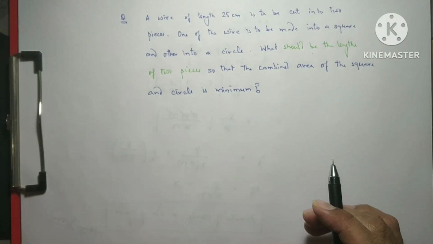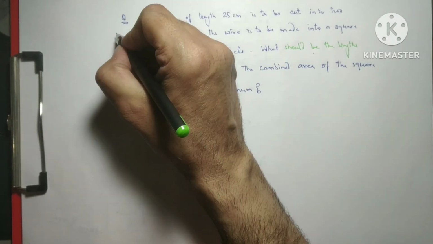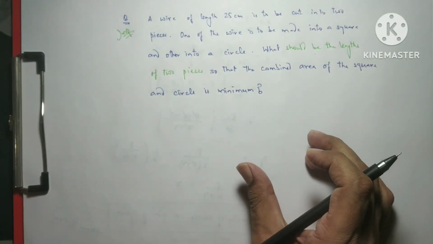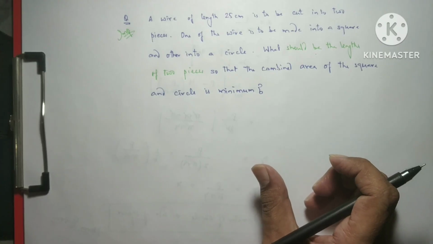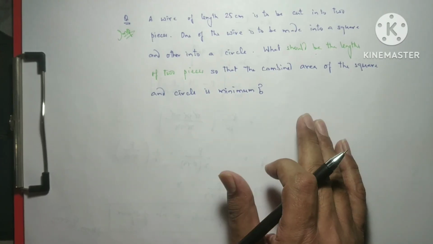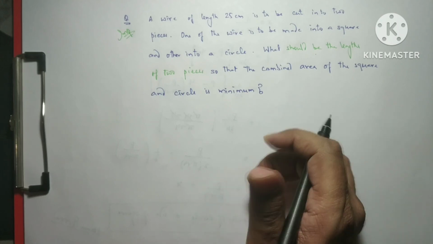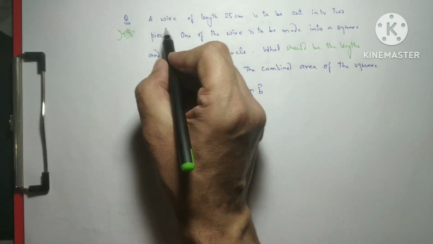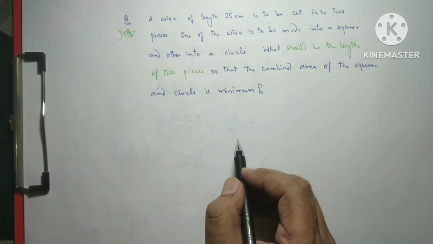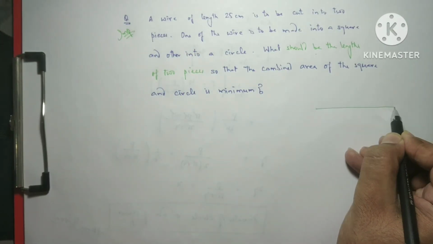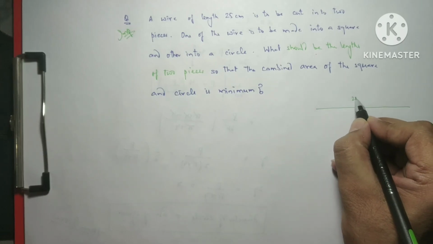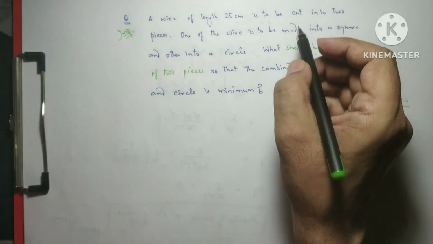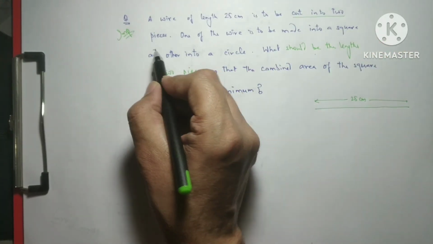So we have a new good question of maxima minima in which the area and perimeters are included. In these plane figures, 2D figures, this is a good question. According to this question, we have a wire of total length 25 centimeter, right? According to the question, we will cut it into two pieces.